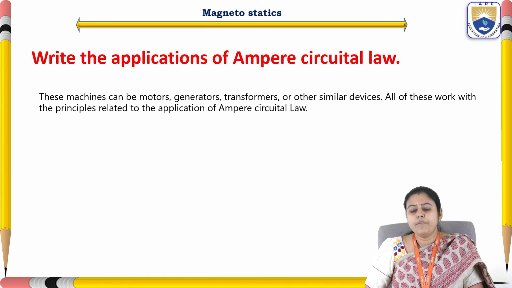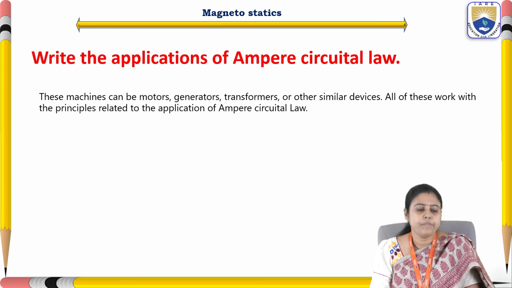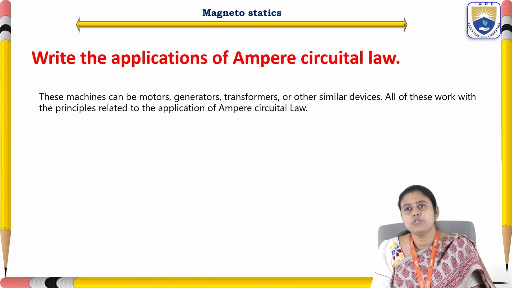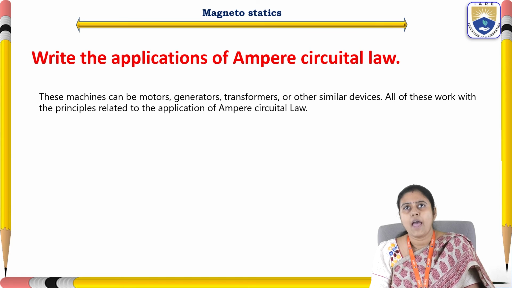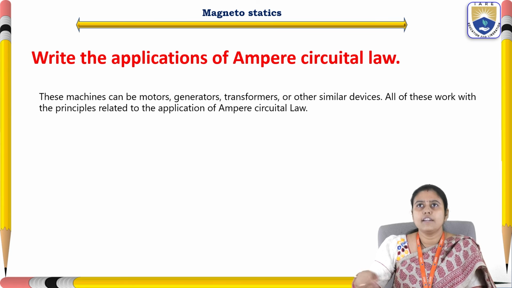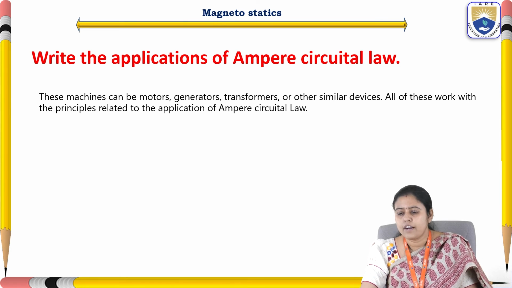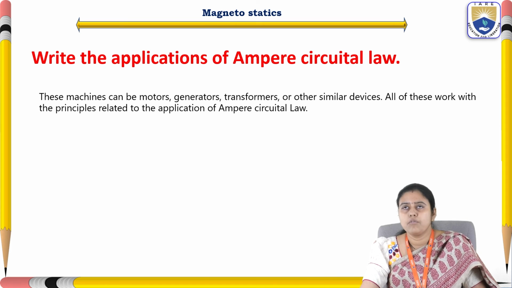Then write the application of Ampere circuital law. The Ampere circuital law can be used anywhere where the magnetic field is present. So for electrical machines like motors, generators, transformers, we can use the Ampere circuital law. All of these work with the principle of Ampere circuital law.